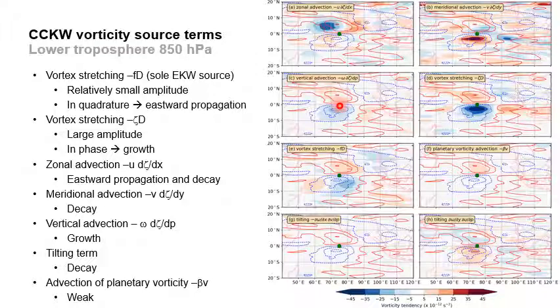Vertical advection, as expected at this level, is weak but non-zero, and that leads to growth. The tilting terms, one of them is basically zero, the other one is again non-zero and leads to decay, and then the advection of planetary vorticity, the -βv term, is very weak. So overall we've got a much more complex mechanism here than just an equatorial Kelvin wave.